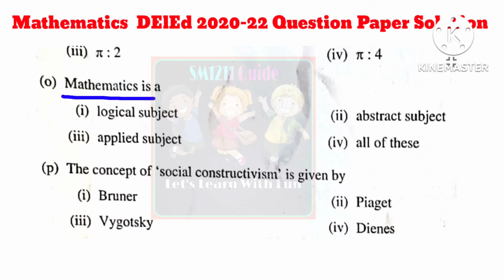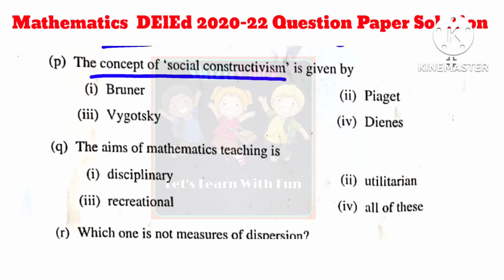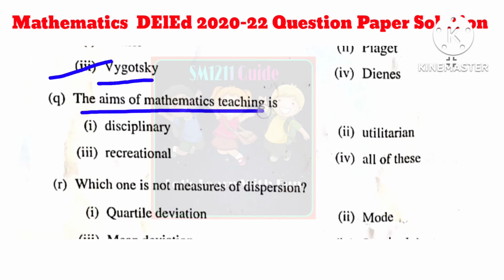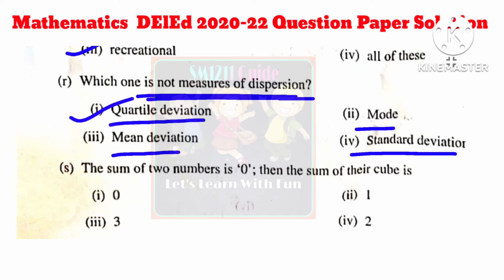Next question, mathematics is a logical subject, abstract subject, applied subject. All of the above will be our answer. Next one, the concept of social constructivism is given by Vygotsky. Next question, the aim of mathematics teaching is recreational. Which one is not a measure of dispersion? Mode is also dispersion, standard deviation, mean deviation. So quartile deviation will be our answer.